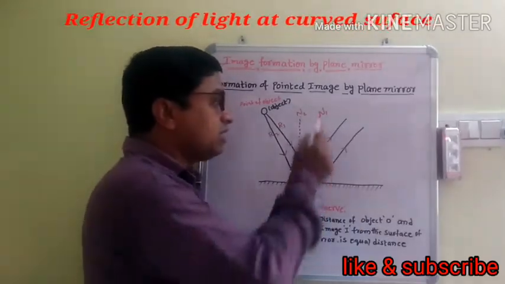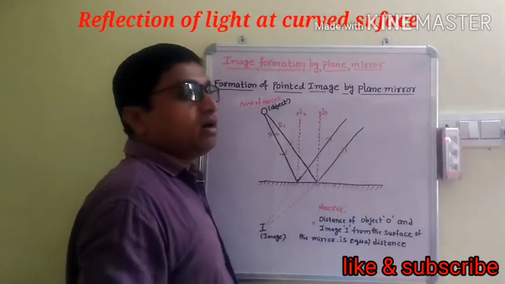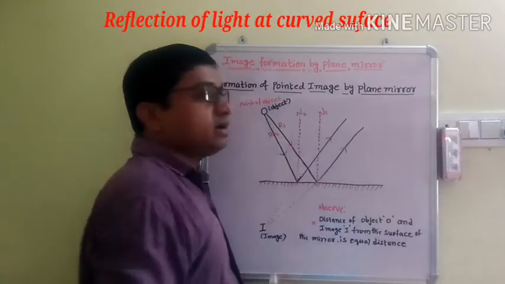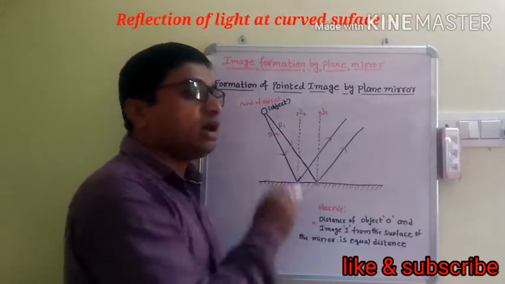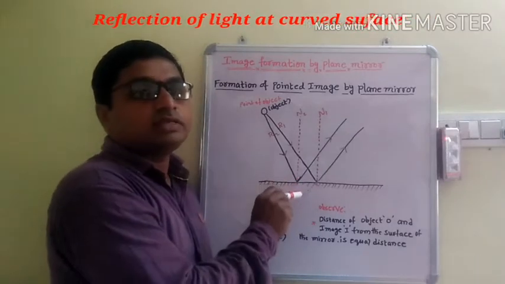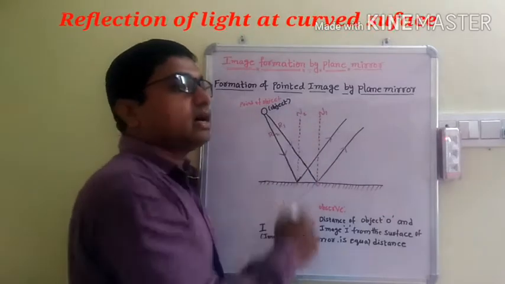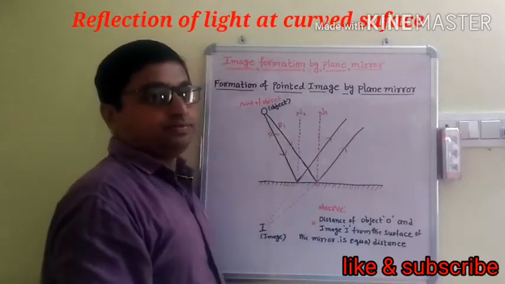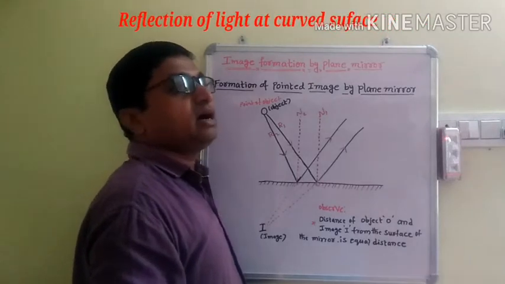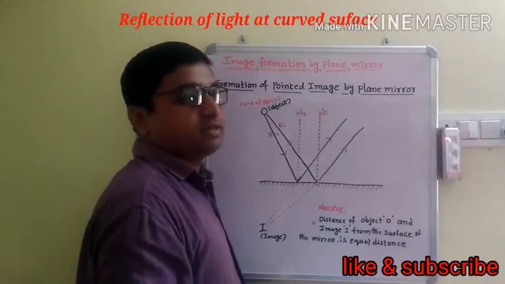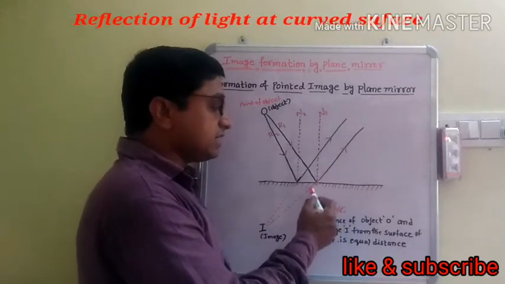Here I draw the normal. ON is the normal for the R1 light ray. Next, the R2 light ray falls on the smooth surface and is also reflected. Here I draw the normal ON2. Next we must extend the reflected rays. Here I extend the reflected rays.